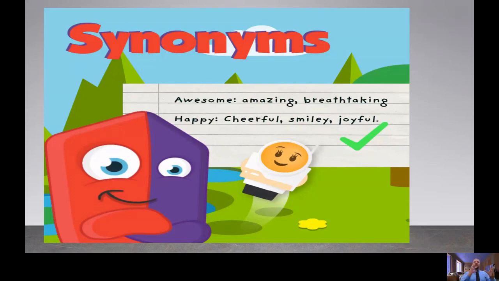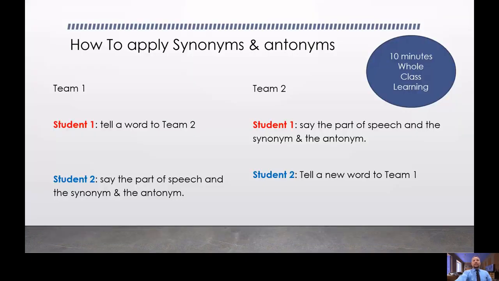So leaders will take the writing, then read one word, for example, put the synonyms above, and under, well, put antonyms of these vocabs. Okay, how to apply synonyms? As I told you, you can also do a game between students, team 1 and 2. You can classify the whole class into two teams. Team 1, for example, one of the students in team 1 tells a word to team 2. One of the students in team 2 says the part of speech, this word is noun, this word is verb, this word is adjective, and uses the synonyms and antonyms.